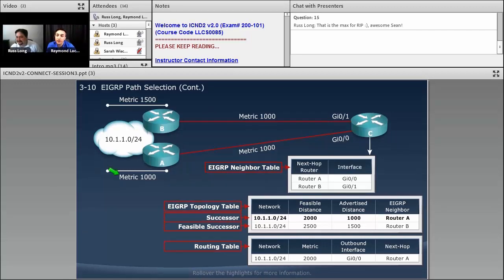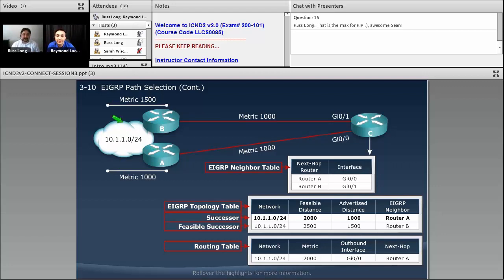All right, so you know what? Somebody's raising a very good point. They're saying, well, wait a second, from what perspective, Raymond? He said, is this feasible distance or advertised distance? And the answer was, from what perspective? From router C's perspective, it's advertised distance, as most of you answered. But Russ, from router B's perspective and A's perspective, what are these to router B and router A?